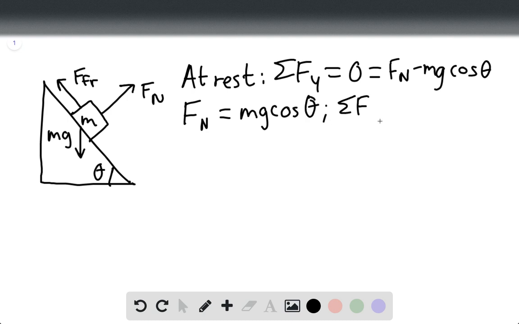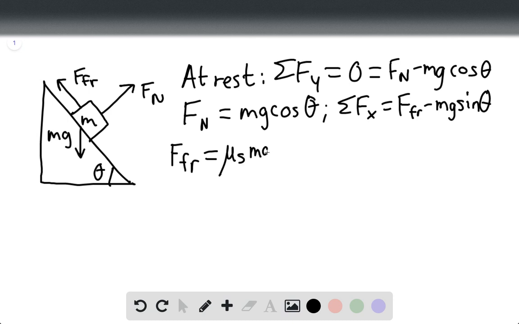and we can say that sigma F in the x direction equals force of friction minus mg sine of theta. So here, force of friction is actually allowing you to stay on the incline, and the x component of gravity is what's trying to, quote unquote, bring you down, essentially. So here we know that force of friction is going to be equal to mu s mg.